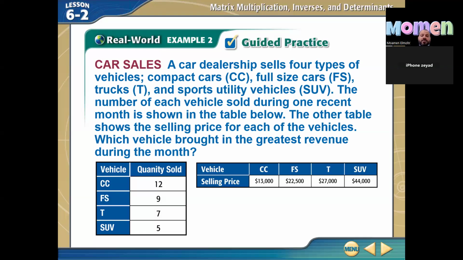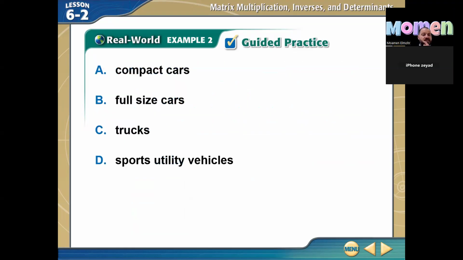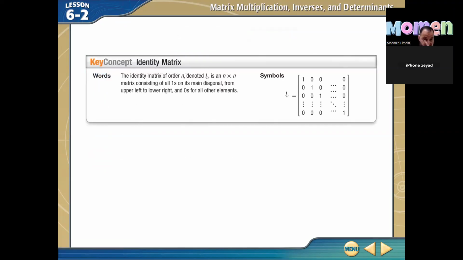So the first table represents each vehicle and its size. It means we have a compact car, an SUV, a truck, or a full size. And the second is the price, or how we can get the answer. So we get the answers: compact car, full size car, trucks, or sports car SUV. The answer will be SUV after we make the multiplication as set.